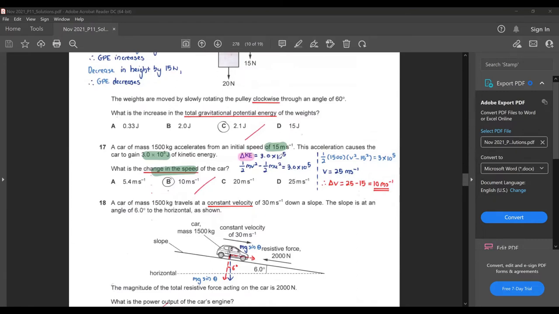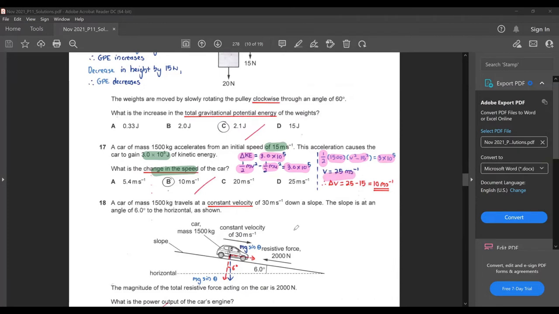Change in kinetic energy was 3 times 10 power 5. Change in kinetic energy is actually the final KE minus the initial KE, which will be half mv squared minus half mu squared equals 3 times 10 power 5. Then you simplify it, you factorize out the mass, you would have half times 1500 times V squared minus 15 squared, giving you 3 times 10 power 5.